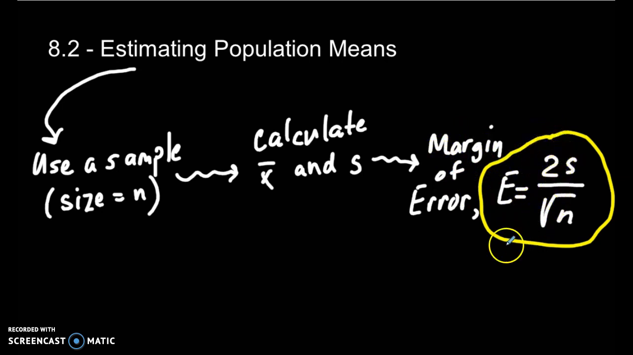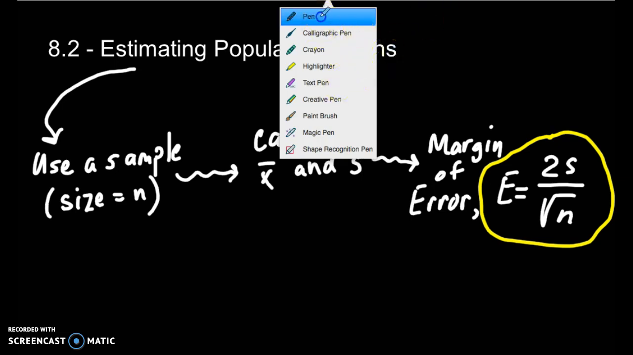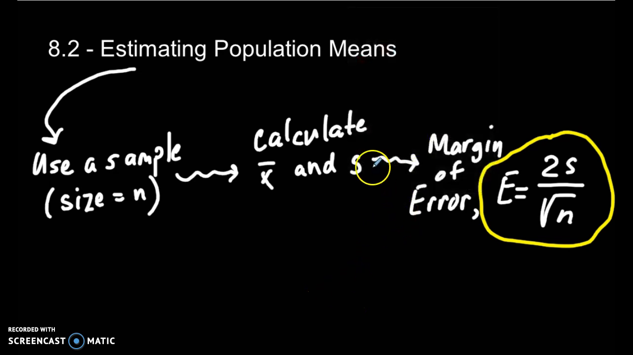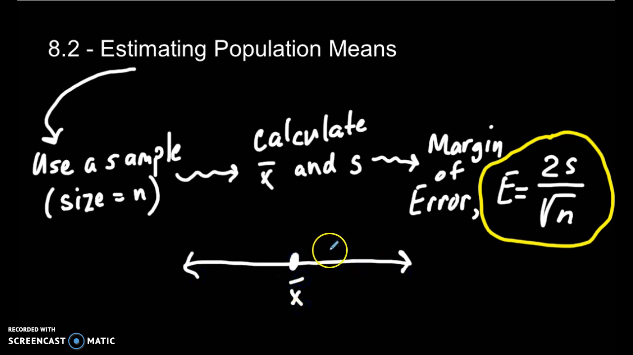Once we get the margin of error, let's talk about what we're really doing here. Remember, I want to know what the population mean is, but the only thing I know so far is the mean for my sample, the 100 people that I talked to. I can use this to calculate the margin of error, and what that's going to give me is a range of numbers.